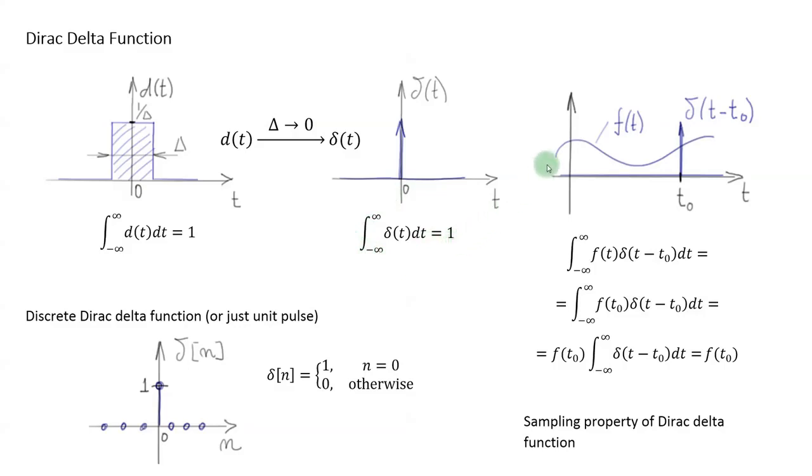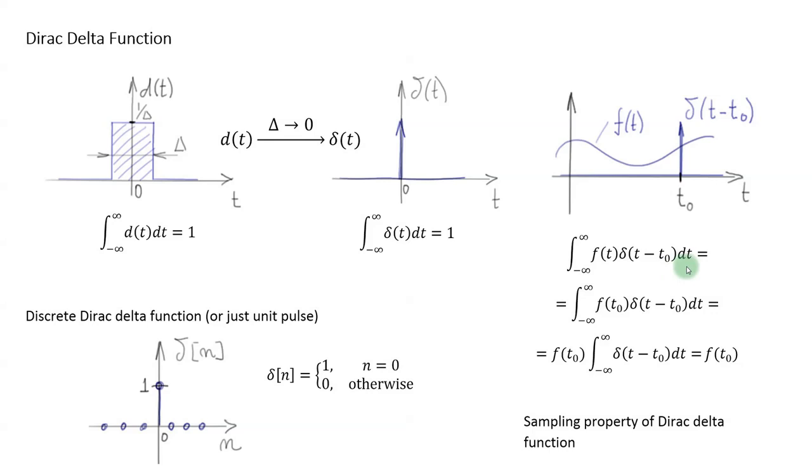Another thing that we will use quite a bit is the so-called sampling property of the Dirac delta function. It's quite simple, so I will show it to you right now and you will be ready for it. Okay, so let's have some function f of t and let's have a Dirac delta function which is shifted to time t0. And now let's multiply that function f of t by that shifted Dirac delta function, and let's take the integral of this expression. We will see this kind of expression quite a bit, so we should learn how to evaluate it.